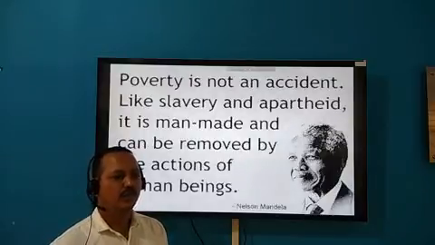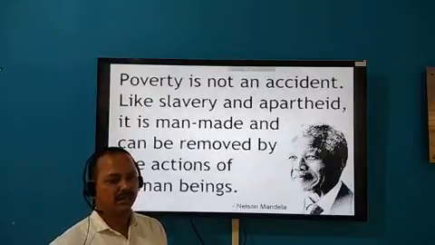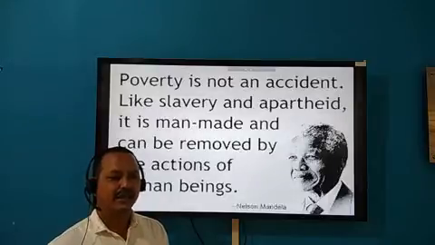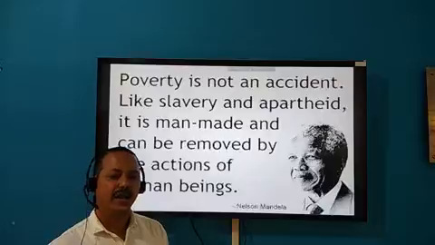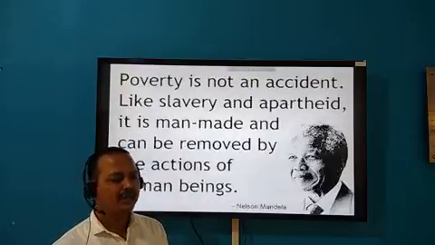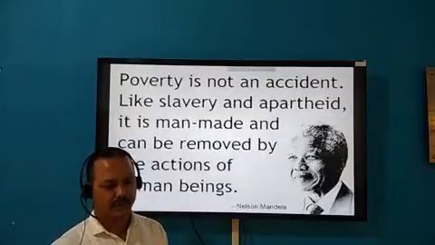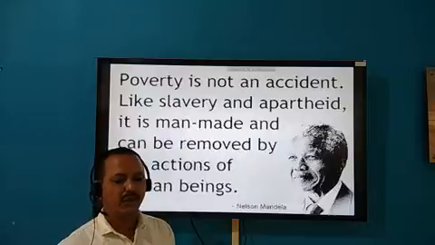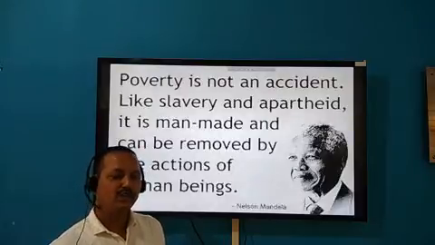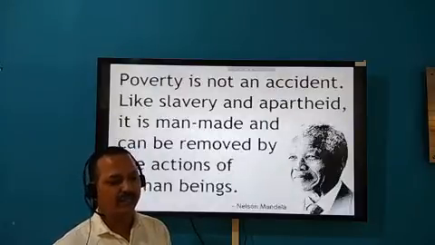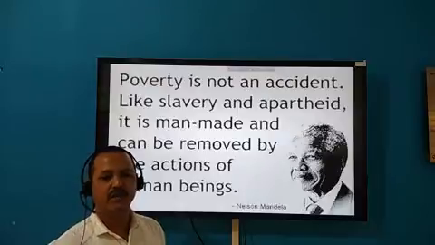You see, poverty is not an accident like slavery and apartheid. It is man-made and can be removed by the action of human beings. Means we can remove poverty from our country only with the action of human beings. So I request all of you to try your level best to remove poverty from India.